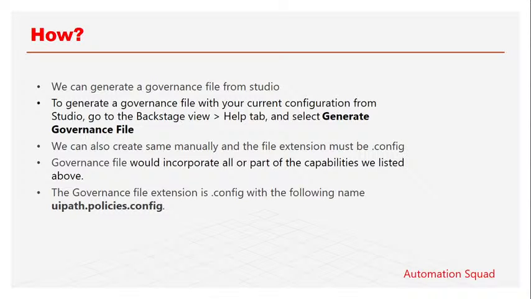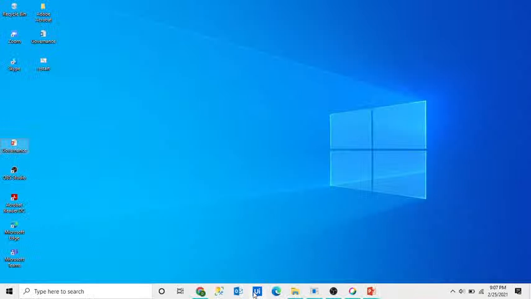How can we generate a file from Studio? To generate a governance file with your current configuration from Studio, go to the backstage view, Help tab, and select Generate Governance File. Let me show you guys how to do that, how to generate.